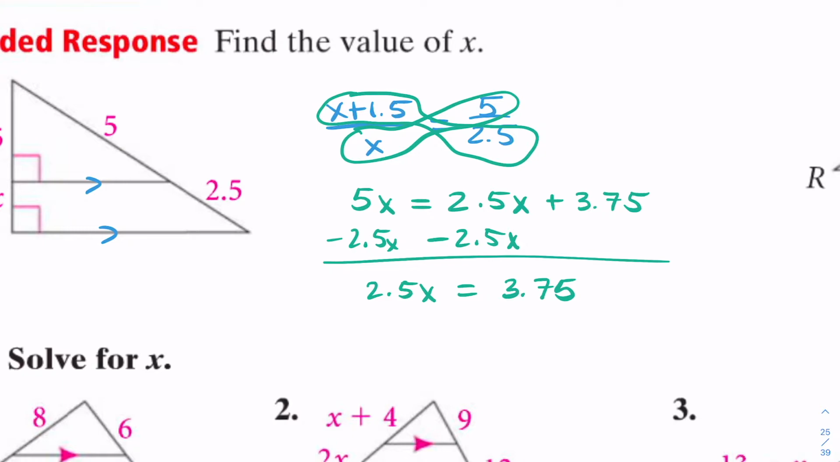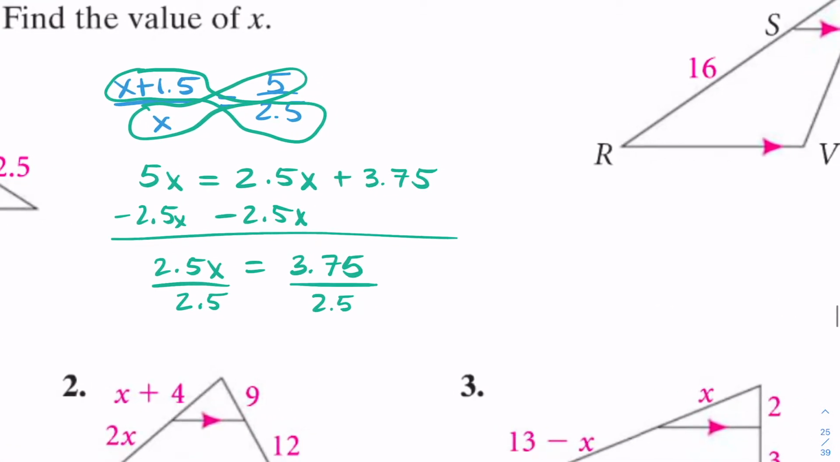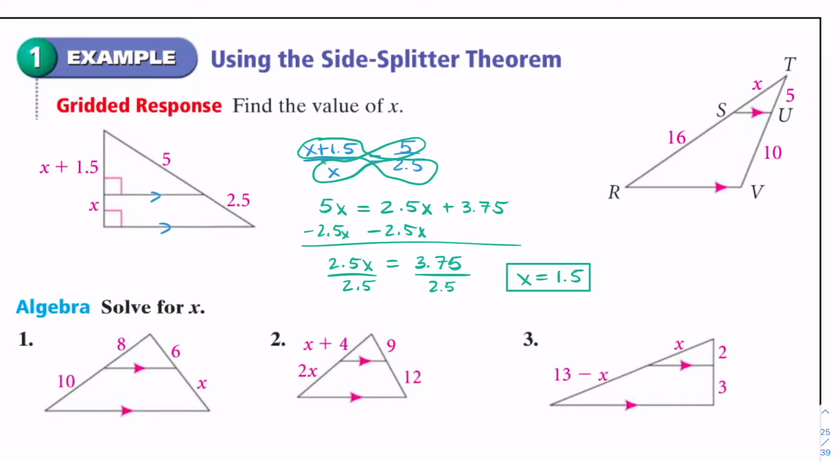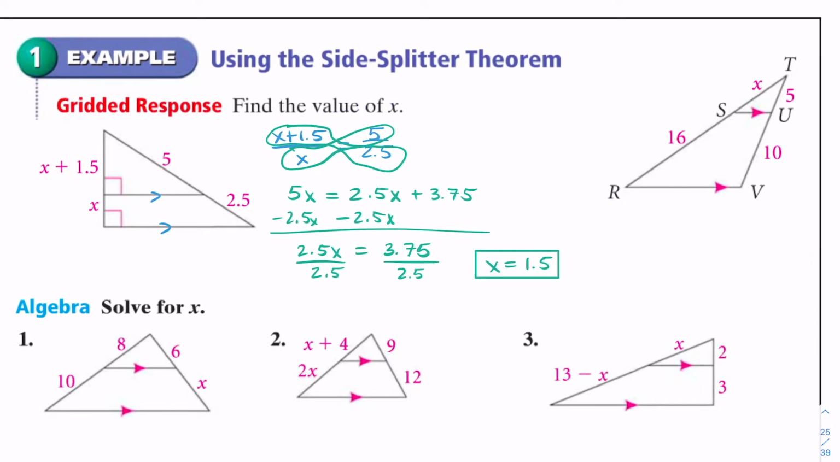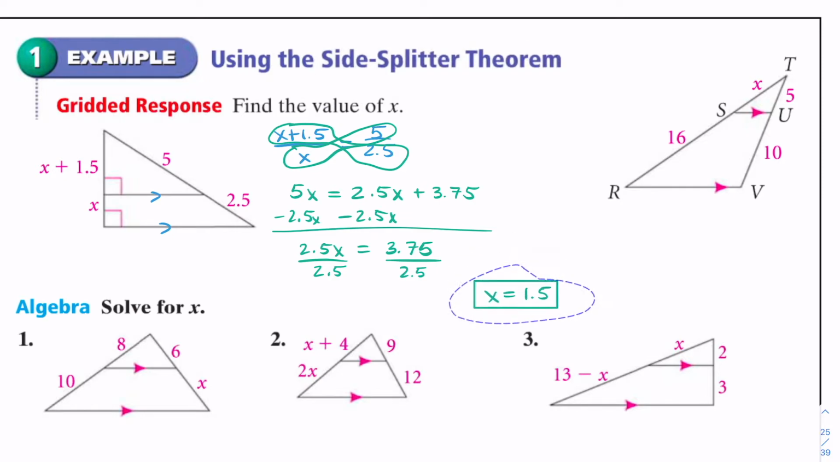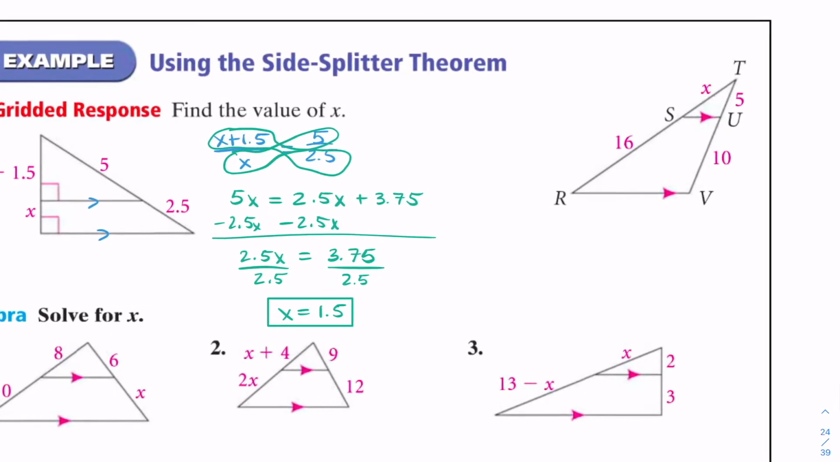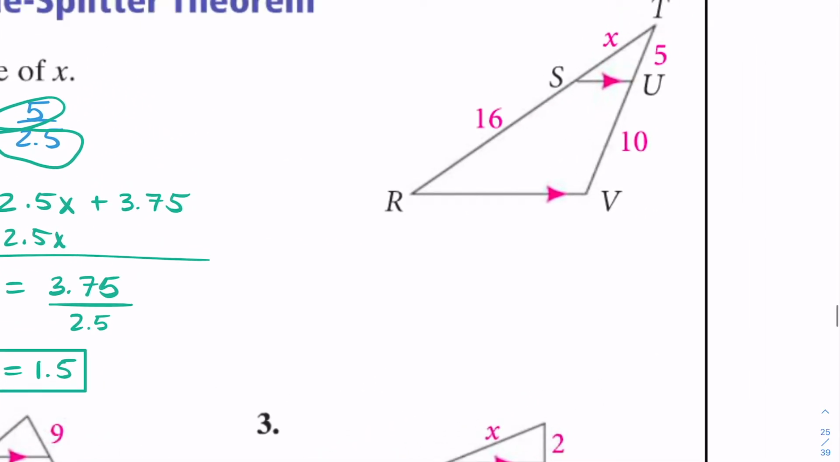And then divide both sides by 2.5. And I get x equals 1.5. There we go. And we are done. All right. And again, we can do it for this one.